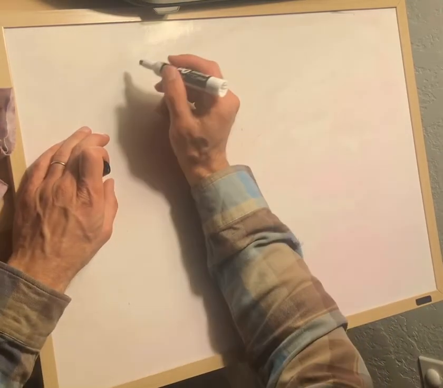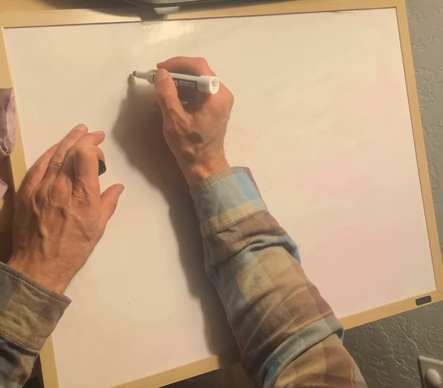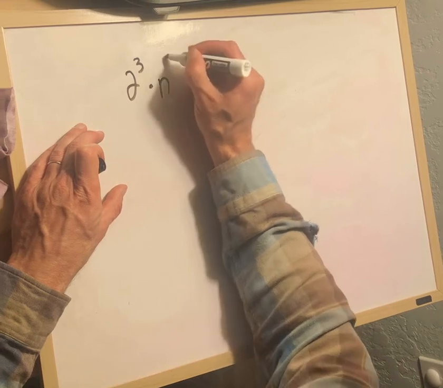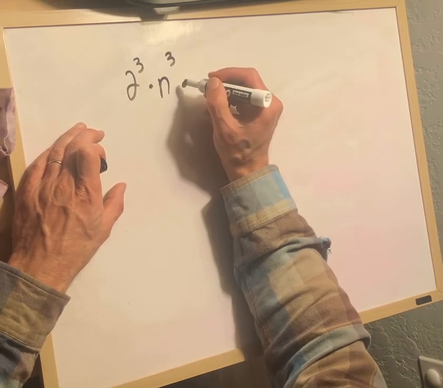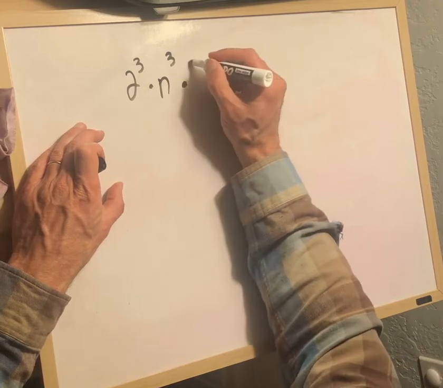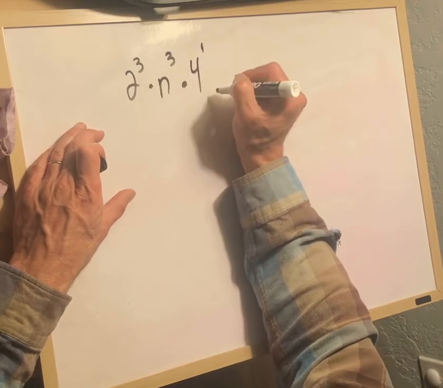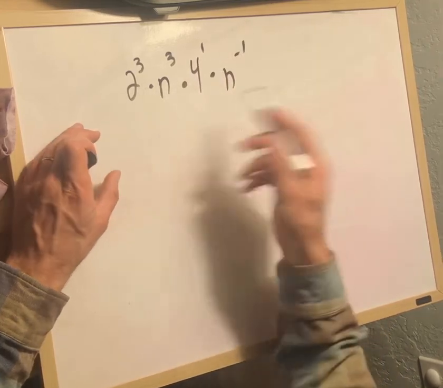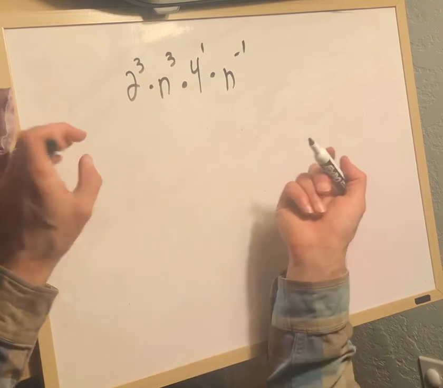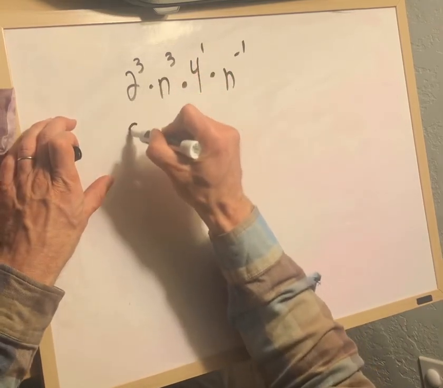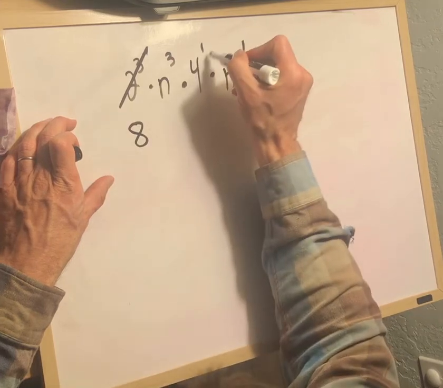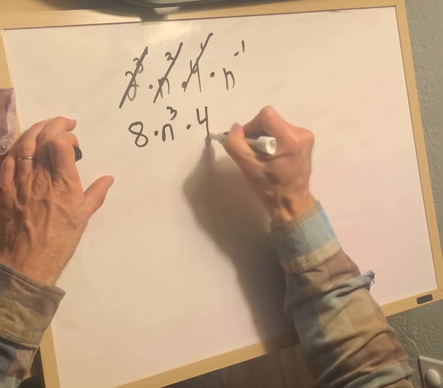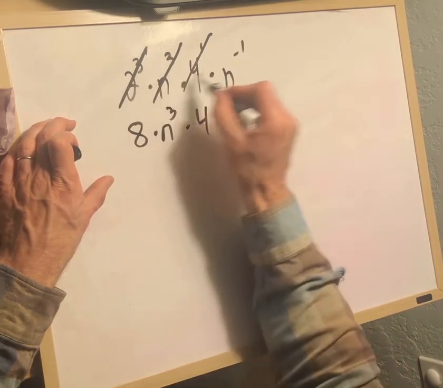All right, so for the very first one, I'm going to distribute that cube to everything. 2 to the third times n to the third times, see how I have 4n to the negative first? I'm just going to break it up: times 4 to the first, with an invisible 1, times n to the negative 1. I'm doing this so I can break everything up nice and even. Now I'm going to simplify. I have 2 to the third, which is 8. And then I have 4 to the first, which is 4 with an n to the negative first. I just want to simplify my numbers.